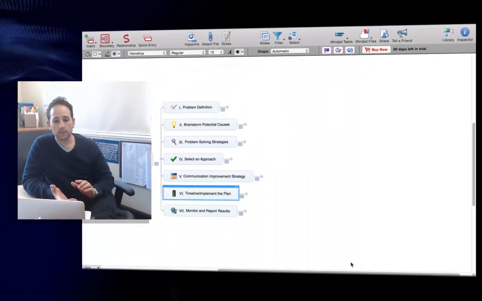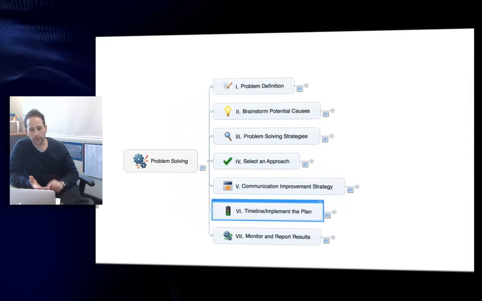Firstly, a quick rundown of my methodology and approach to this assessment. I defined the problem, I then brainstormed potential causes, I then came up with some problem solving strategies, and then I selected my approach, I outlined what my communication improvement strategy will look like, and I came up with a timeline to implement this plan.